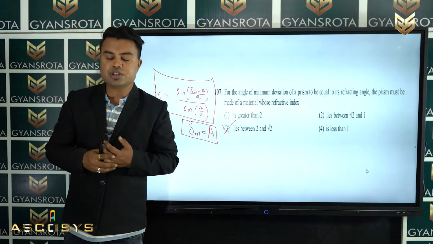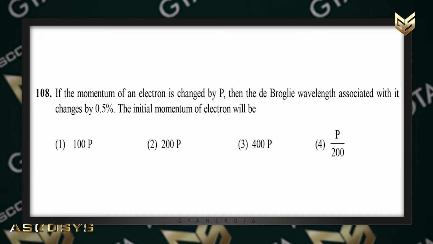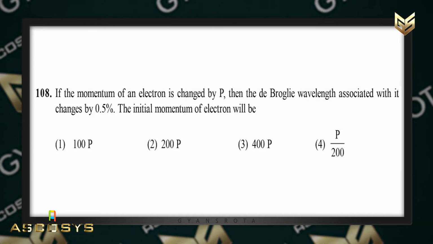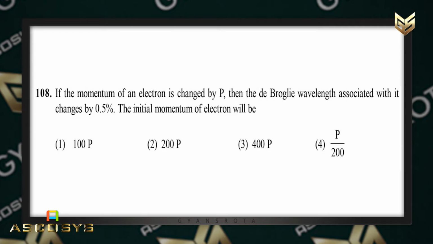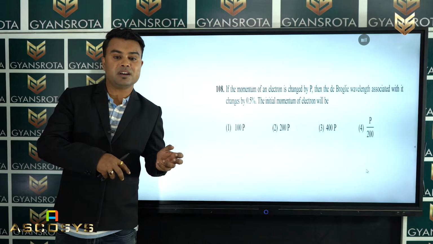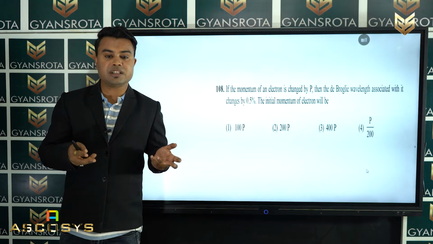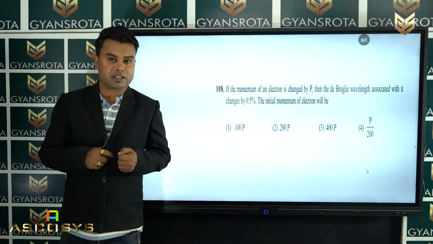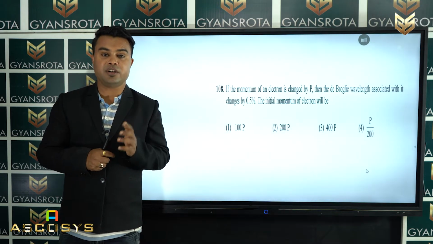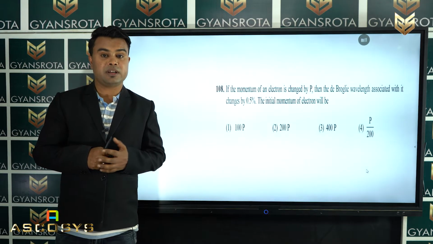Now let us move to the next question, that is question number 108. If the momentum of an electron is changed by p, then the de Broglie wavelength associated with it changes by 0.5%. The initial momentum of the electron will be. Now the momentum has been changed by delta p, and then the wavelength changes by 0.5%, that is 0.5% of lambda, that is 5 by 100 into lambda, that is lambda by how much? You have to calculate this one.